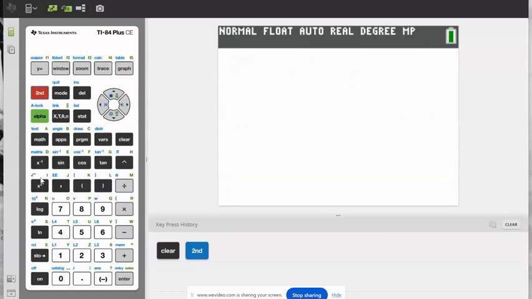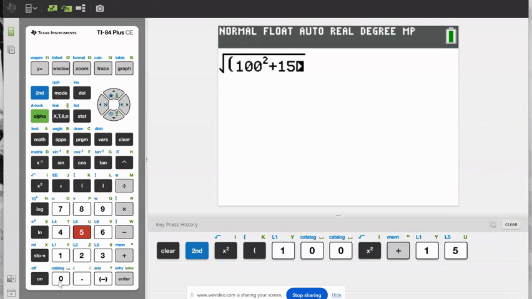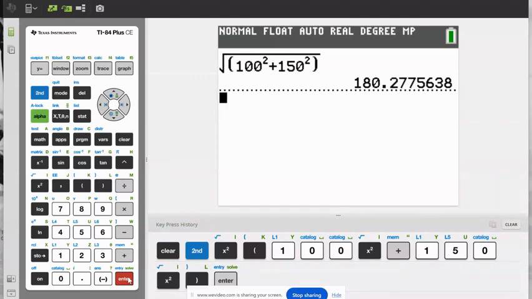So we have second square root, and now I need parentheses. So I'm going to say 100 squared plus 150 squared. And then I will close up my parentheses and press enter. I didn't say in the problem, but let's go 3 decimal places. So 180.278.